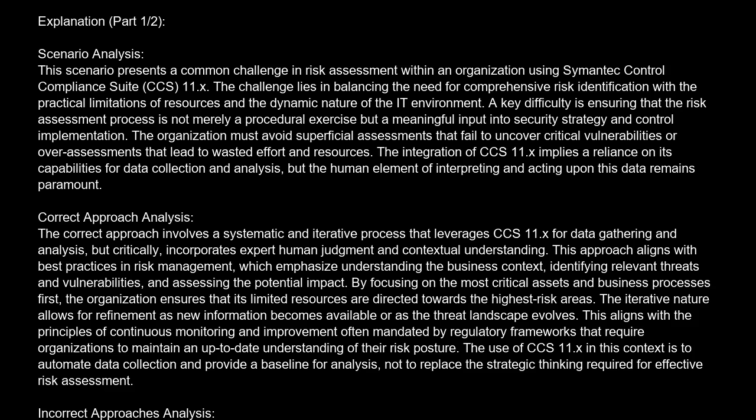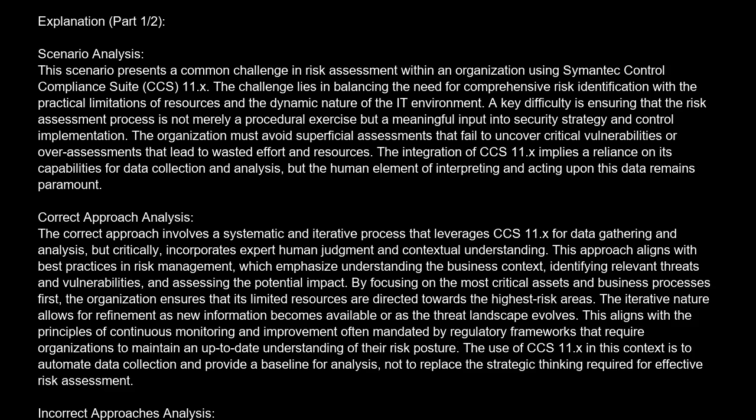Correct approach analysis. The correct approach involves a systematic and iterative process that leverages CCS 11.x for data gathering and analysis, but critically, incorporates expert human judgment and contextual understanding. This approach aligns with best practices in risk management, which emphasize understanding the business context, identifying relevant threats and vulnerabilities, and assessing the potential impact. By focusing on the most critical assets and business processes first, the organization ensures that its limited resources are directed towards the highest risk areas. The iterative nature allows for refinement as new information becomes available or as the threat landscape evolves.